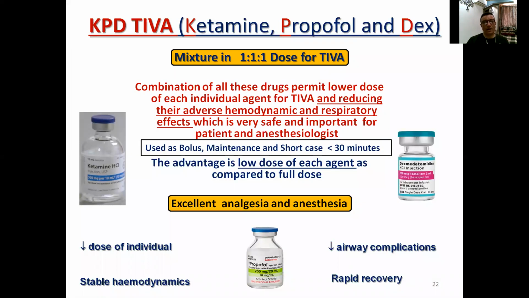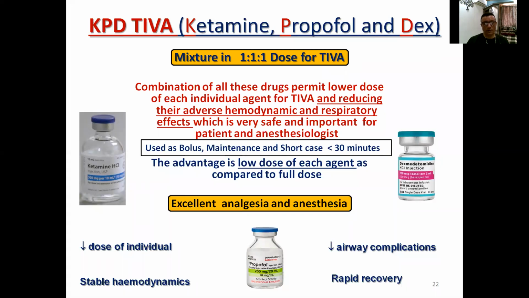Second, I started KPD-TIVA 10 years back with the mixture of ketamine, propofol, and dex, and I have gone through so many articles in that time. Then in the journals, so many articles came. So this is a mixture of ketamine, propofol, and dex in a 1 to 1 mixture, 1 dose, that is 1 milligram, 1 milligram, and 1 microgram. The combination of all these drugs permits a lower dose of each individual agent for TIVA and reduces their adverse hemodynamic and respiratory effects, which is very useful and important for the patient and the anesthesiologist.